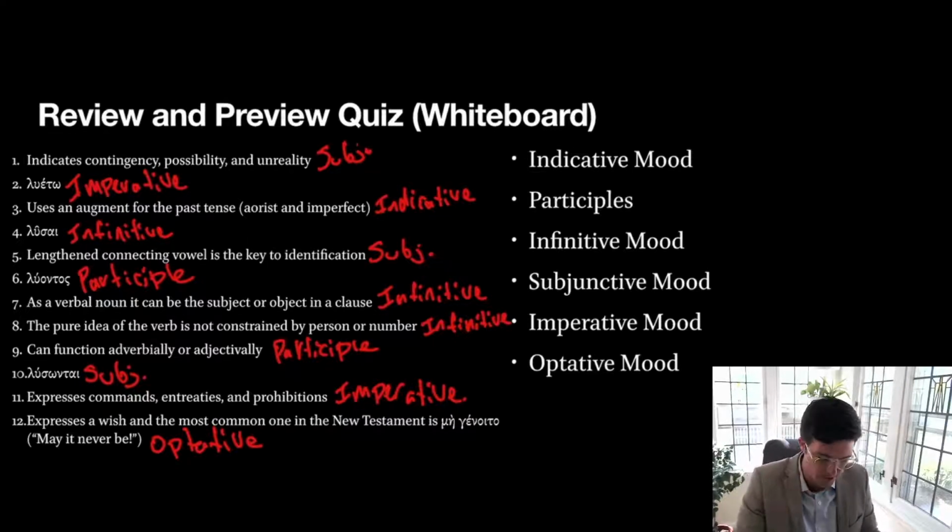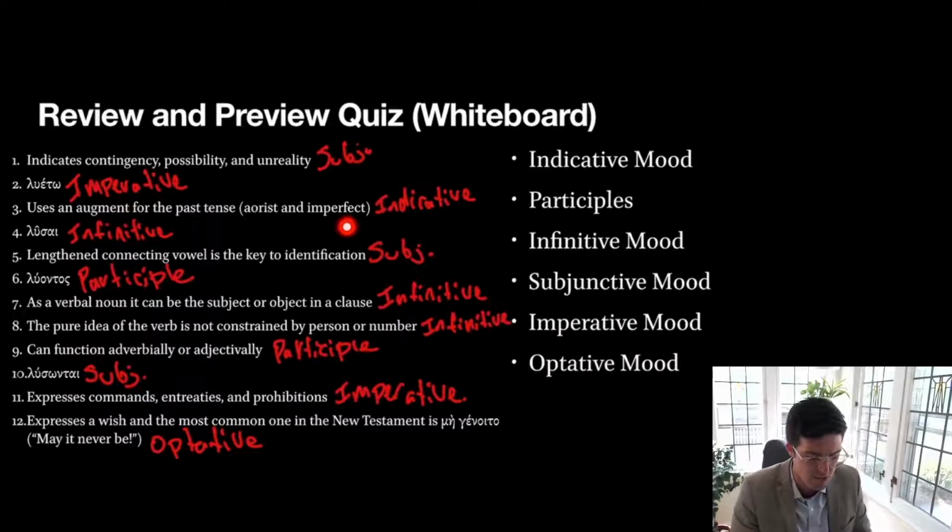So as to number 1, the mood that indicates contingency, possibility, or unreality, that is to say, the action is future oriented and it's sort of unknown whether or not it is going to happen, is the subjunctive mood. Lueto is an imperative, so this is the third person singular, present active imperative.